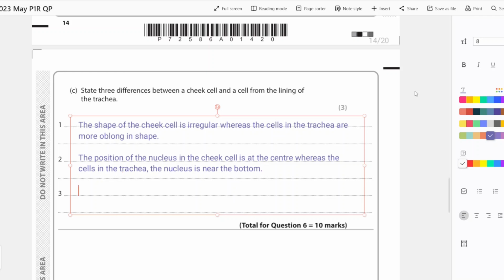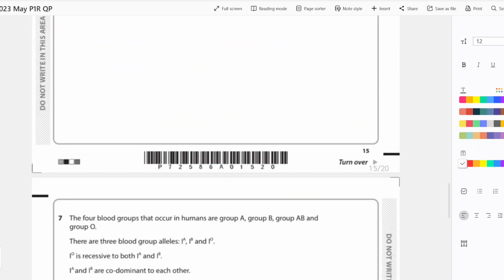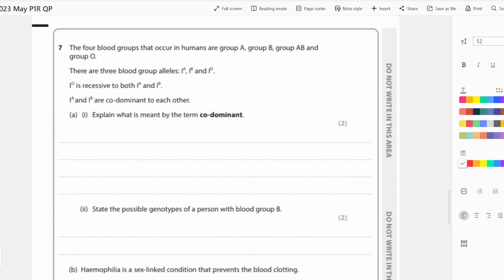And lastly, there is cilia present in the trachea cells, but not in the cheek cells. All right, so those are your points. Okay, let's move on to question 7.